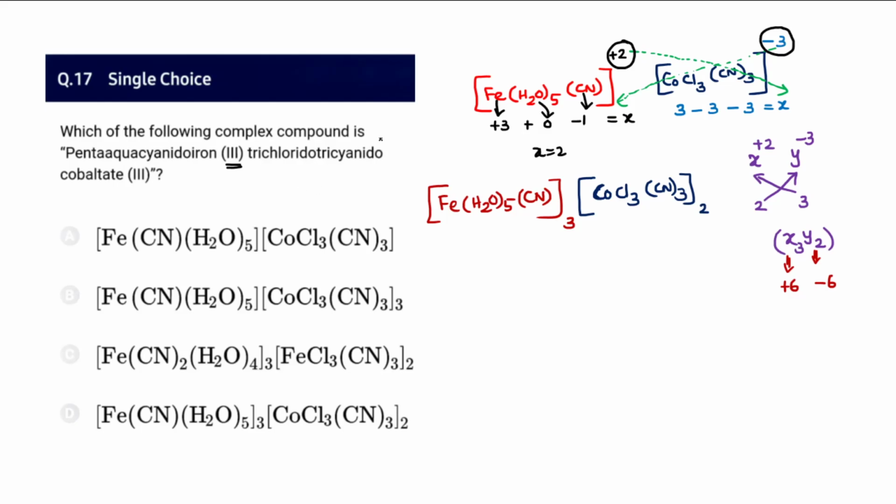And then trichloridotricyanidocobaltate(III). When you apply cobalt 3, three chlorines giving -3, and cyanide -3, equal to X, we may cancel these two, so then X equals -3. So the charge is -3. After crisscrossing, the formula will become something like this. That was found in option D.